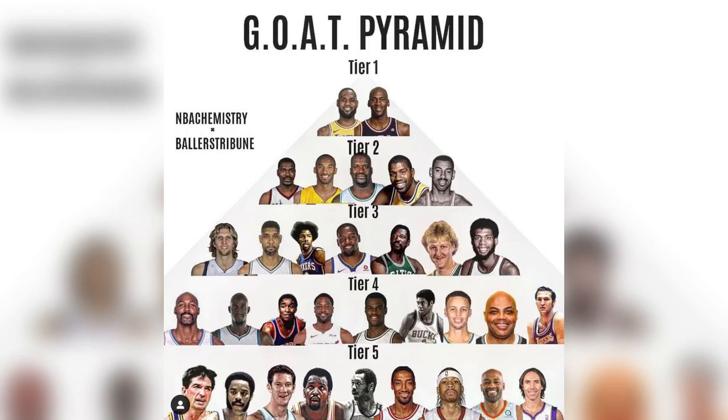Another basketball pyramid, one that was more recent and the one that I featured at the beginning of this video, was a GOAT pyramid made by NBA Chemistry and Ballers Tribune on Instagram. Now, in their pyramid, they created 5 different tiers, with each tier signifying another level of greatness. I think this pyramid is decent, it's good, but in my personal opinion, it does have its flaws.